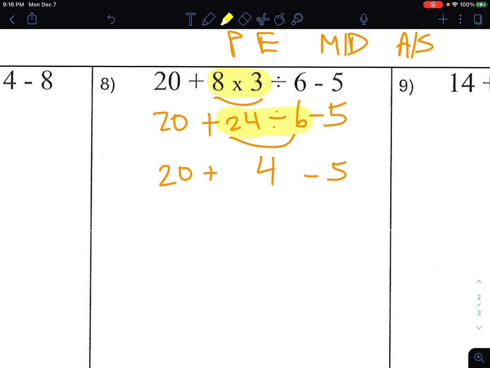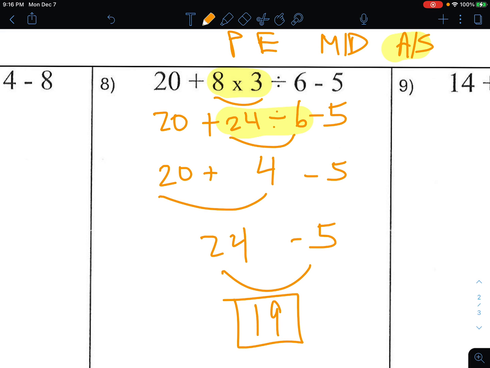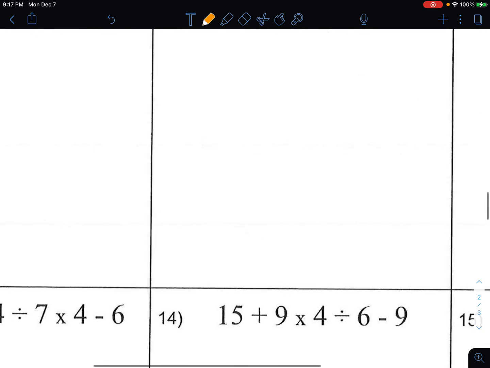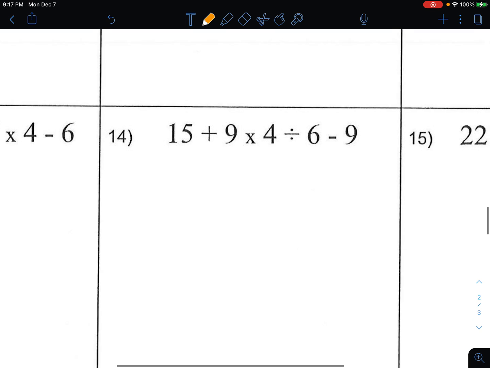Now what do we do next? Well, we have addition and subtraction, so let's deal with these 2. Add 20 and 4, which is 24. Then bring everything else down, the minus and the 5. Now we do 24 minus 5, that is just 19. And box your answer. Ooh, that was nice. Let's go straight down to question number 14 now.